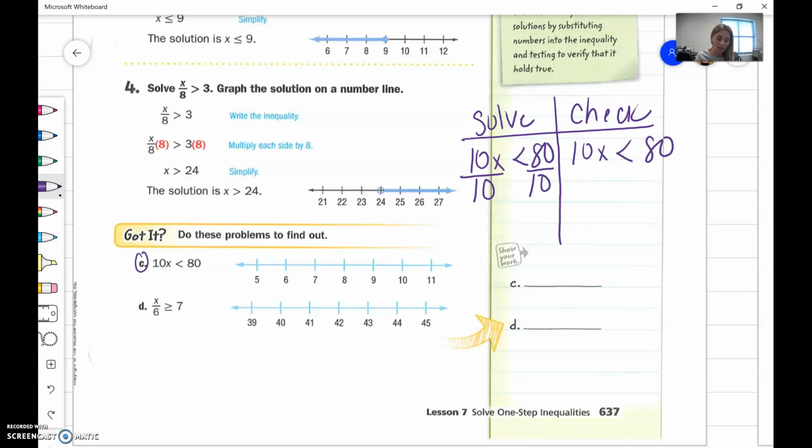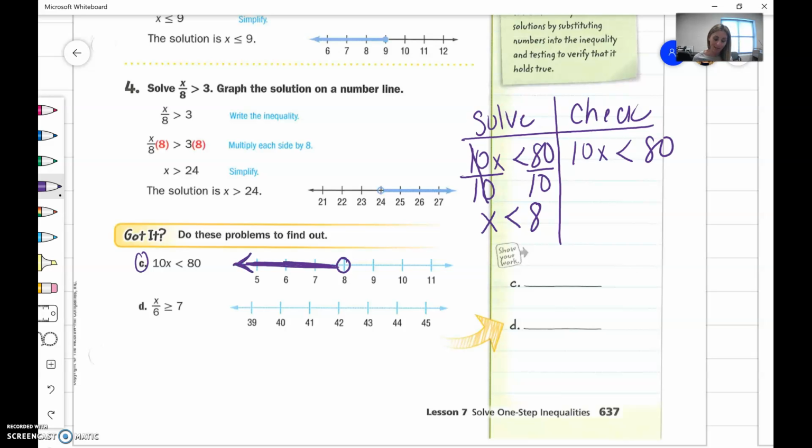So 10 divided by 10 leaves me with 1x. So that leaves me with my x. That makes sense, doesn't it? Is less than, and I'm going to take 80 divided by 10, which is 8, and I'm left with x is less than 8. So I'm going to go ahead and circle 8. Now, open dot, because 8 is not included in the solution. So x is less than, so if we're talking less than, my arrow must go this way.